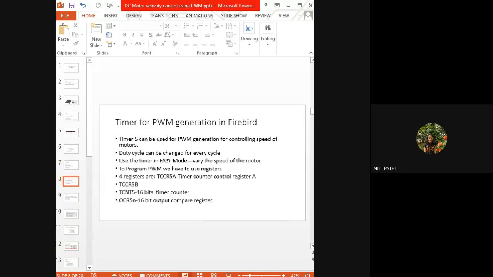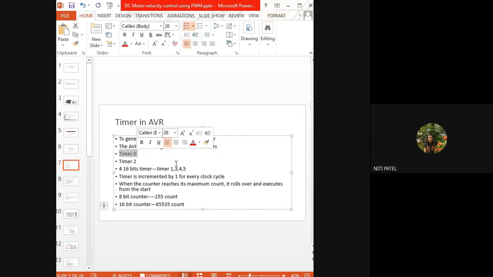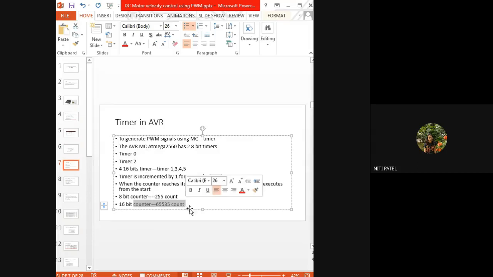Okay. Now, timer for PWM generation in Firebird. Let us see how these timers are used for generating this PWM in our Firebird 5 robot. Timer 5 can be used for PWM generation and for controlling the speed of motors. इसमें से जितने भी timers है 0, 1, 2, 3, 4, 5, उसमें से Firebird 5 में we are going to use timer 5. How many bits? 16 bits. Maximum count 65535. ठीक है?